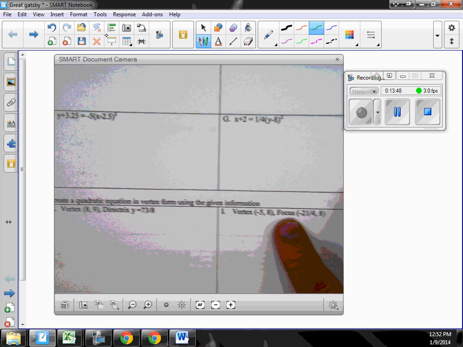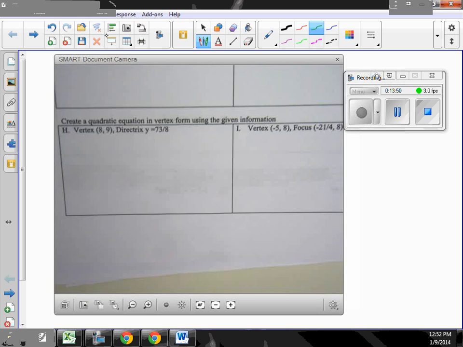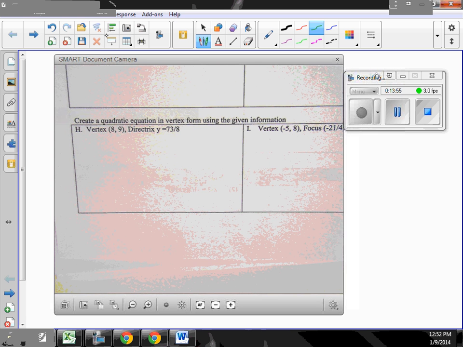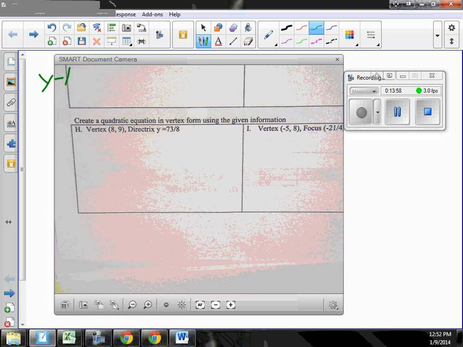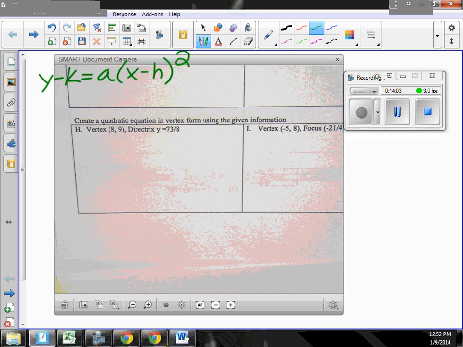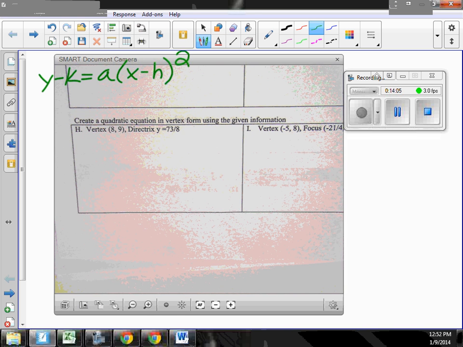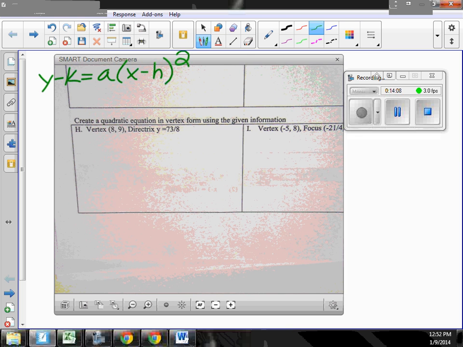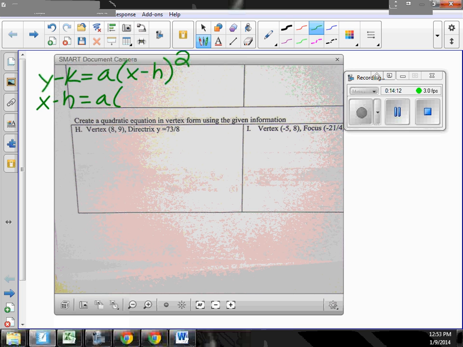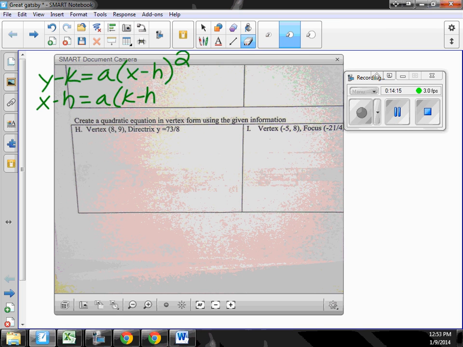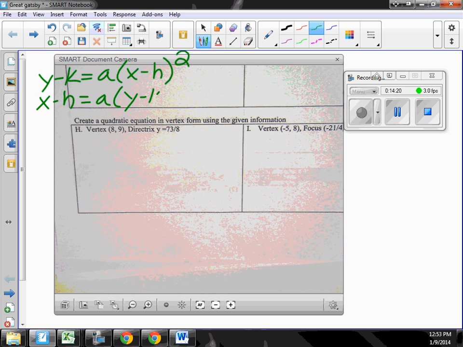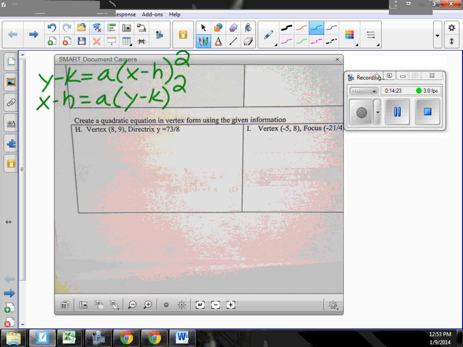All right, these last two problems are the hard ones. Now, most of what's there is easy. The trouble is finding the a value. So I know that this equation is either in the form y minus k equals a times x minus h squared. That covers the up and down parabolas. Left and right parabolas, you just switch the x's and y's. And that covers the right-left parabolas.